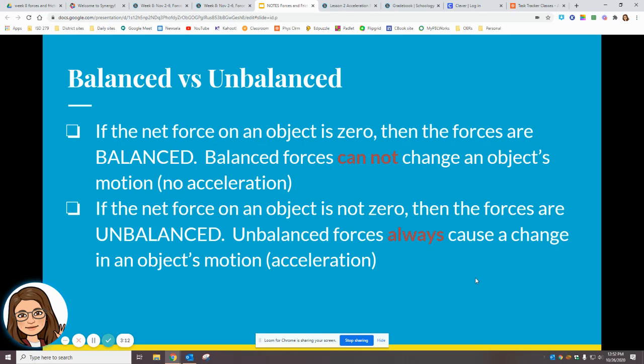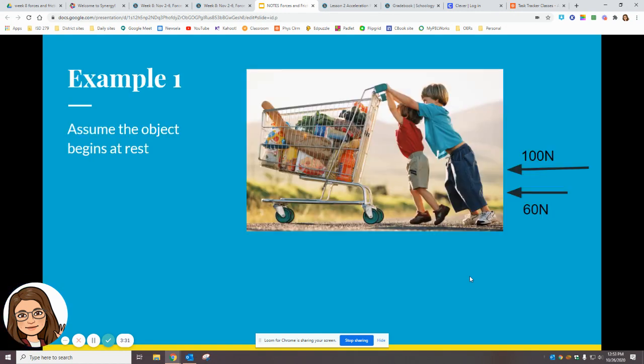If the net force is anything else, whether it's a positive number or a negative number, or even if it's something tiny like 0.1, these are called unbalanced, and they will always cause an object to accelerate. So they will cause an object to speed up, to slow down, or to turn, and those are called unbalanced. When you go to your assignment for net problems in motion, this is kind of what we're looking at.